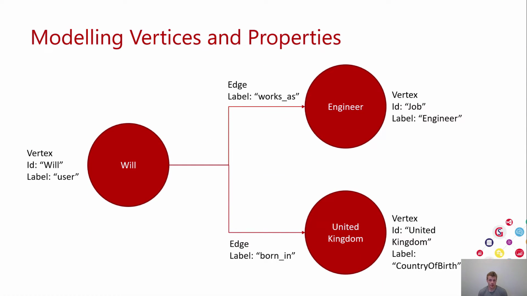Now, the first step we would take in modeling our data would be to map each entity that we've identified into a vertex. There are a couple of approaches that we can take when doing this. The first one that I've represented here is by using vertex-based properties. So in this example, we have 3 separate vertices, one for me, one for my job, and another for my country of birth, along with a couple of edges to describe its properties.